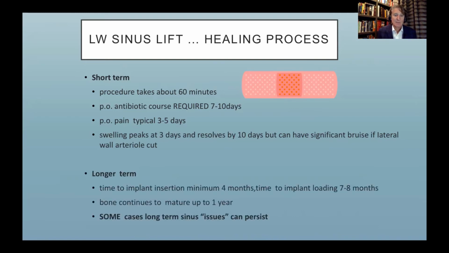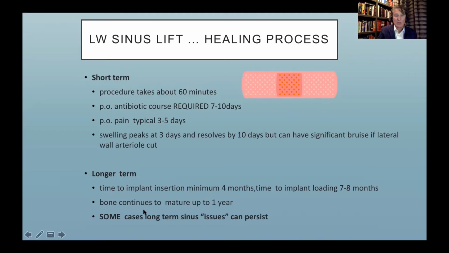Longer term, well, it takes about 4 months for the bone to heal. As we saw from Wheeler's work, it's at least that long to get your vital bone percentage. And then you put your implant in and you wait another 3 or 4 months. So you're looking at about 7 or 8 months before you get your teeth. And again, as we've mentioned, if you have poor bone quality, you can always just wait before you put that implant in, because you get more bone quality with time.